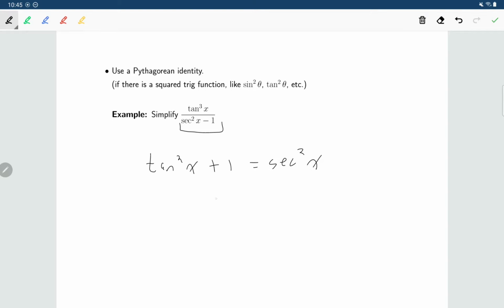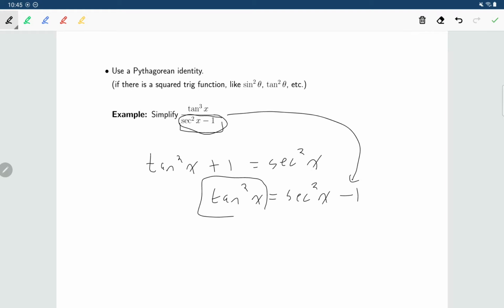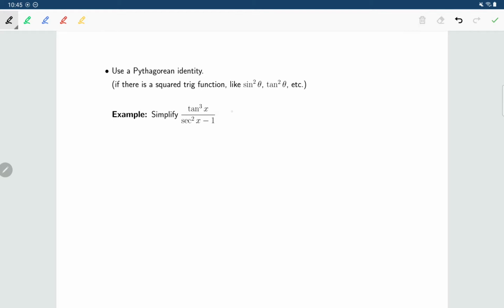So, in other words, I could rewrite that identity where tangent squared is the same thing as secant squared minus 1. So that's my goal here. I'm going to start out by replacing that denominator, that secant squared minus 1, with something equivalent to it, tangent squared. So I'll say that we have here tangent cubed over tangent squared. And of course, that's the same thing as just tangent of x.